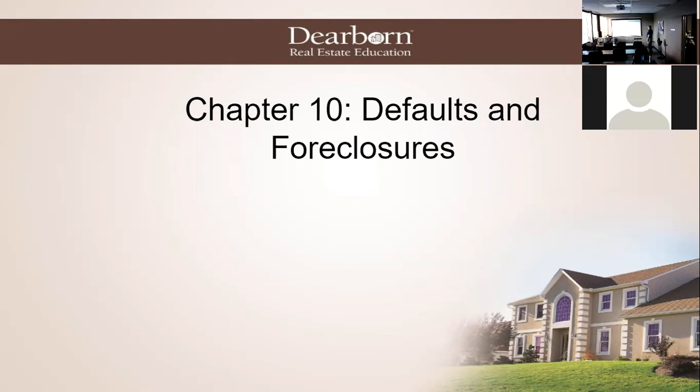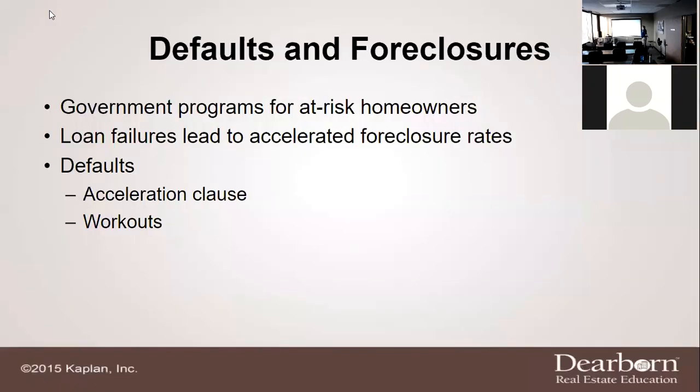So tonight we're going to talk about defaults and foreclosures. Our first thing that we want to look at is basically the government programs for at-risk homeowners. One of the key things about defaults and foreclosures is that a lot of times an individual will get approved for a loan. Once they get approved, they go over and pay for the bills. They're approved. They met all of the requirements.